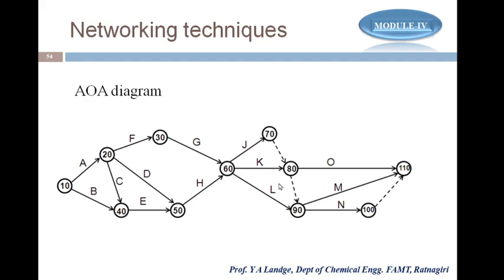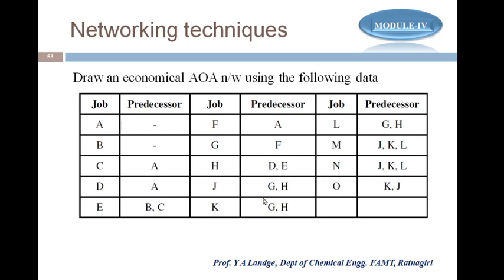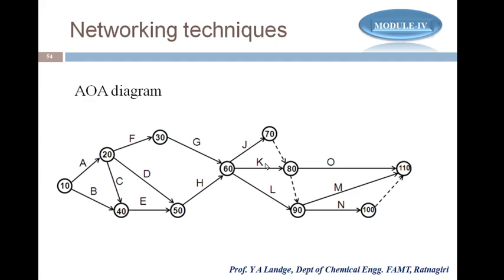three arrows, which show activity J, activity K, and activity L. After that, again if you see the table, once this is over, then M and N depend on J, K, L. So where are J, K, L? So this is J, K and L, and M and N depend on them.